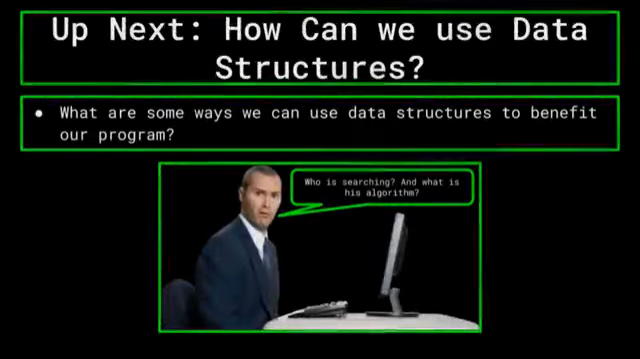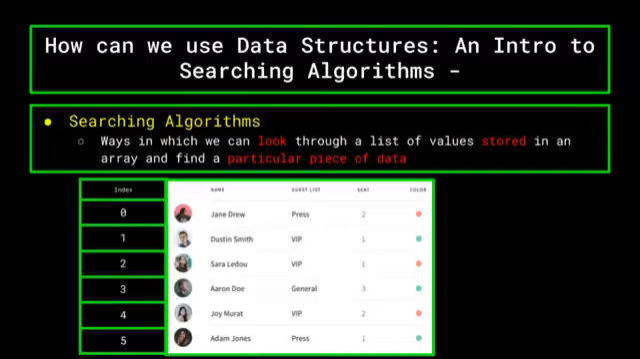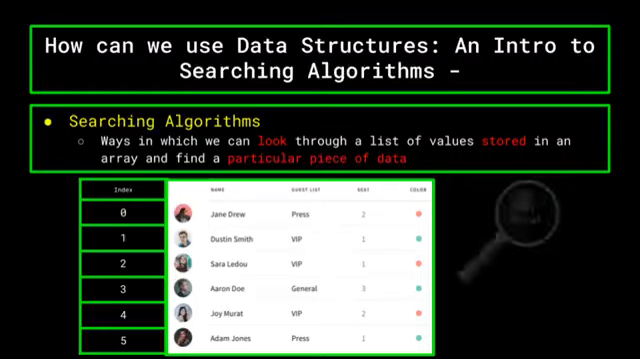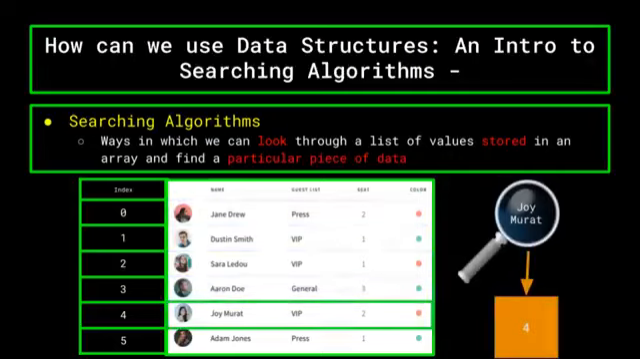Now, just as there are many ways to store information in computer science, there are even more ways of searching through lists. Searching algorithms, at their core, are ways in which we can look through a list of values stored in an array, say a patient name list or a high score list, and find a particular piece of data. The goal of a searching algorithm is simply to give the algorithm a string or object you want it to find, and have it return the index of the array that contains that string or object as fast as possible.